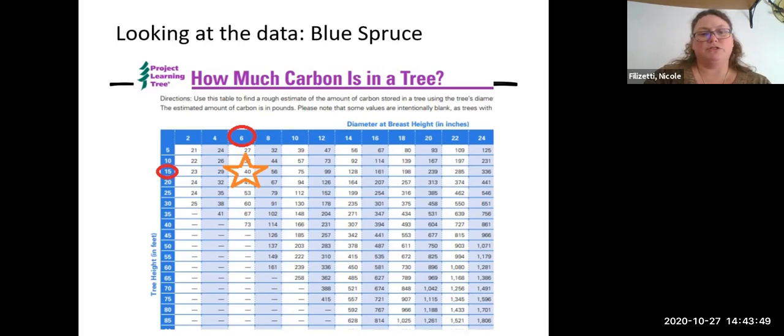So if it grew 2 inches, or excuse me, an increase of 2 inches in its diameter, we move over to 8. A growth of 5 feet, we move down to 20. We meet here at 67. So hopefully you found that same number, 67 pounds of carbon stored in a couple of years from that tree. So it really does increase quickly as a tree grows.